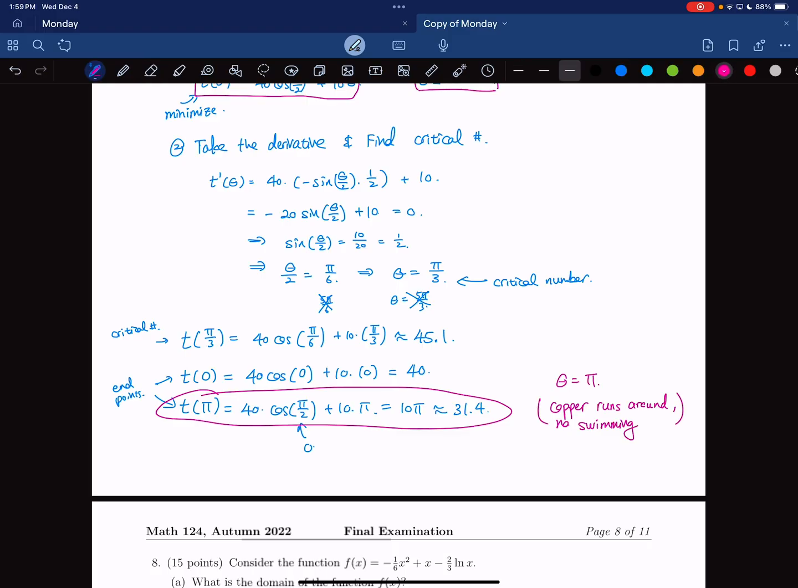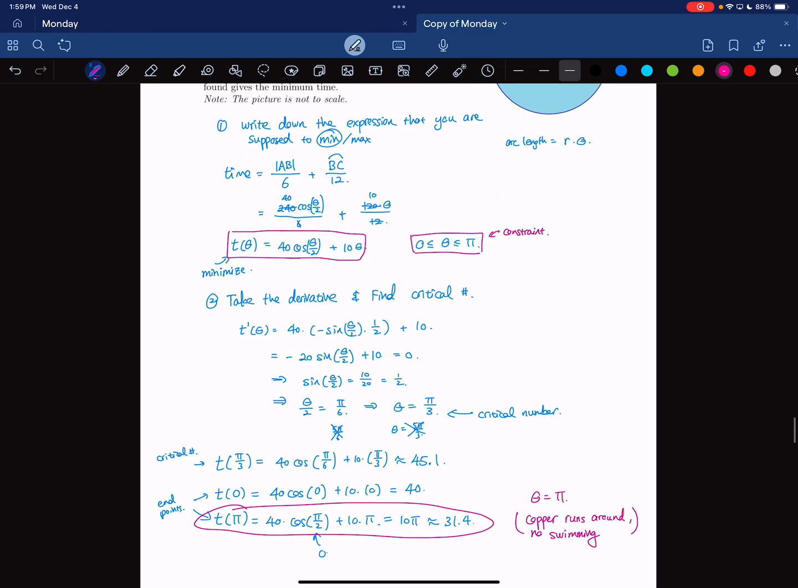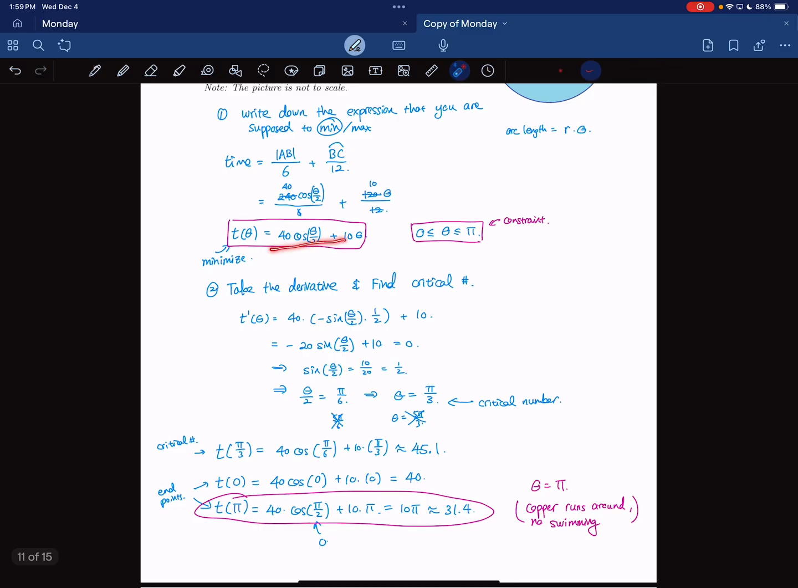This is a very important feature of optimization questions. In summary, the first step is to write down the expression you're supposed to minimize or maximize, and after you write it down, you take the derivative and find the critical numbers. After that, 95% of the hard work is done. But to finish off the question, you have to plug the critical numbers as well as the endpoints back into the expression. You have to be very conscious of your domain. The endpoints are always very important for optimization questions, because I would say half of the time the answer could be the endpoints.